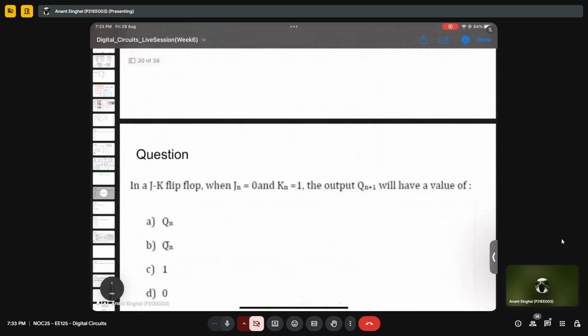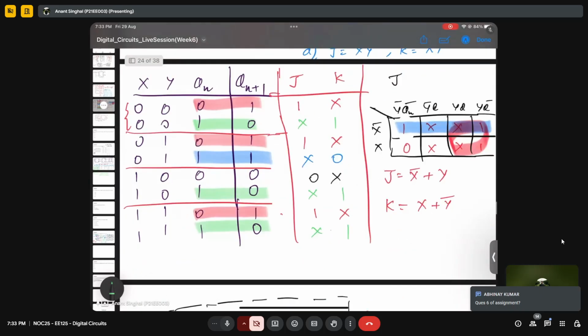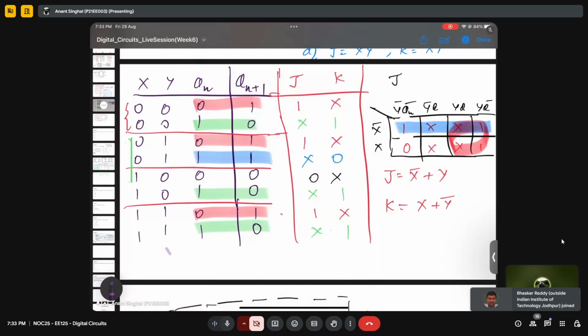In that, 0 1 0 is actually not a valid state, right? So which one? The third input, this. 0 1 0, Qn should be equal to... no, it cannot be equal to 0, right? So it should be an invalid state, right? Let me try to see what you are trying to say. So you are saying this state. Yeah, so what is the doubt? That will be an invalid state, right?